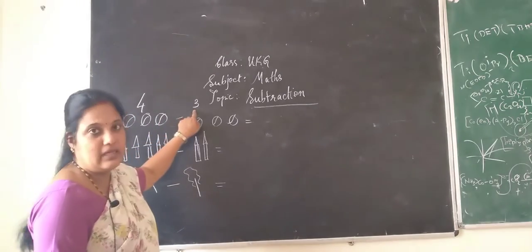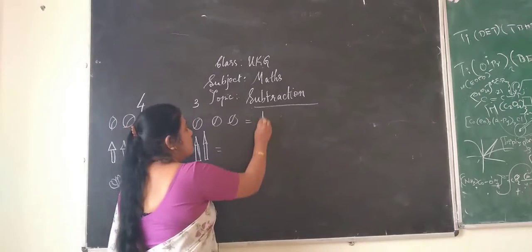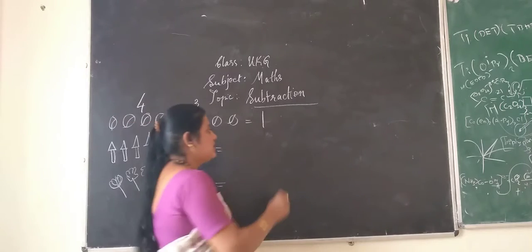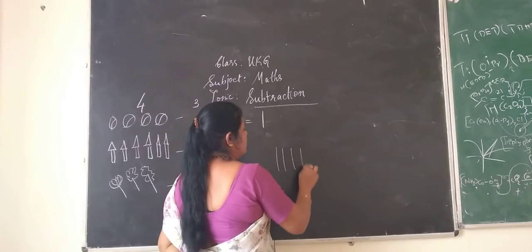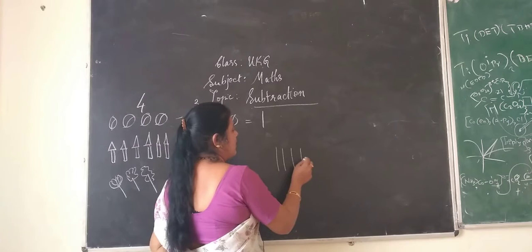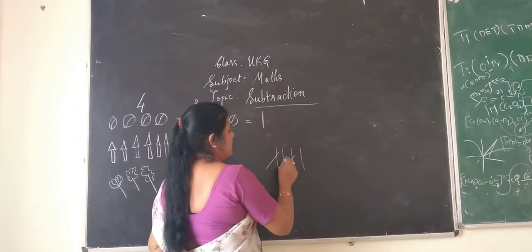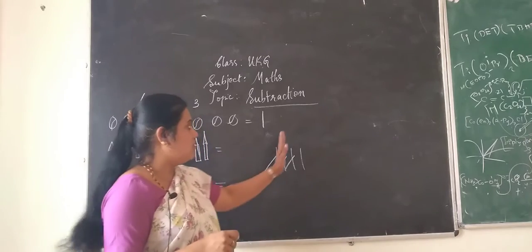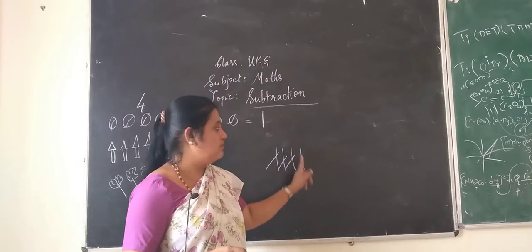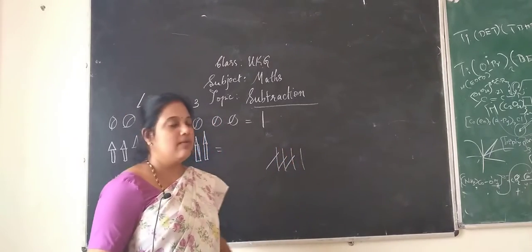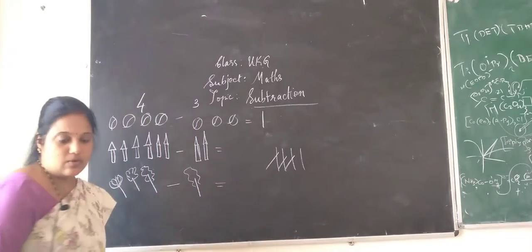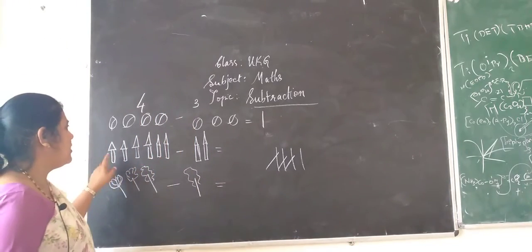4 minus 3 equals how much? 1. Now yesterday I showed you how to use these lines. 4 you had. Now 1 you gave to someone, second also, you gave 3, so you just cut 3. Now see what is pending with you. Only 1. That is how you learn the subtraction.